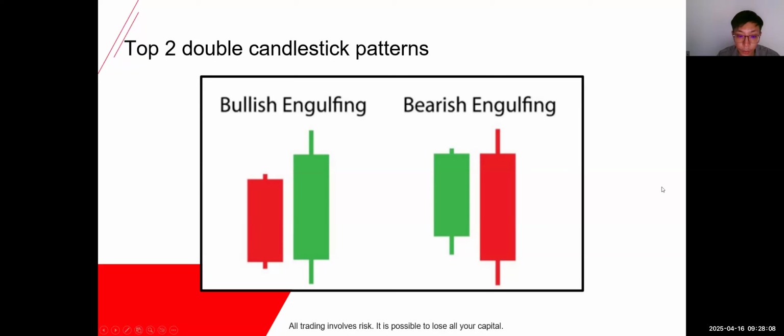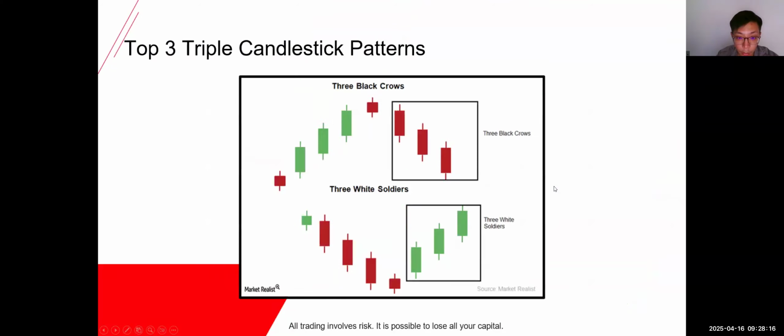All right, fair enough. Remember, just take a screenshot of this one, and then this one. Basically it just means three consecutive same colored candles.